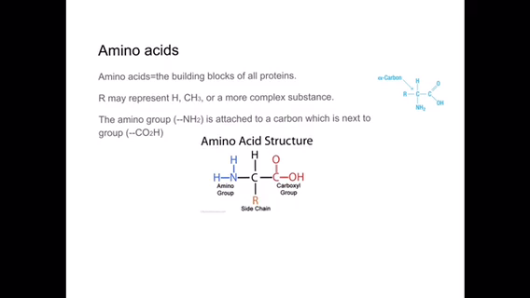Okay, so amino acids. Amino acids are considered the building blocks of all proteins, and in the structure, R can represent H, CH3, or a more complex substance, and the amino group NH2 is attached to the carbon, which is seen here, and which is next to CO2H, which is over here, and then here's the R side chain down below.